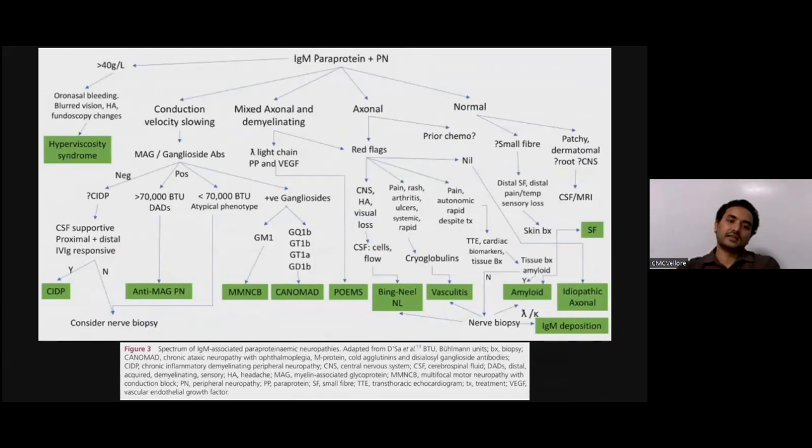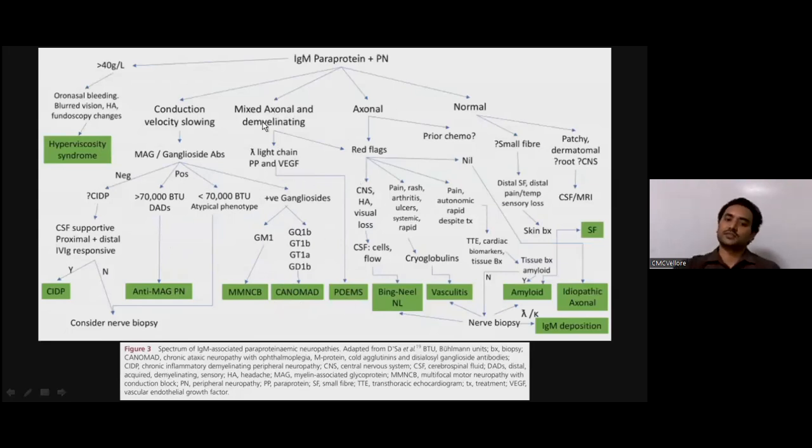If MAG is positive, it will be an anti-MAG neuropathy. If MAG is negative with IgM and conduction velocity slowing, it is like a CIDP. If other gangliosides are positive, then we can go to MMN, CANOMAD. But the presentations can be different. MMN is asymmetrical, upper limb onset, motor. If it is mixed axonal and demyelinating, then as we initially said, check lambda and VEGF. That will go into POEMS.